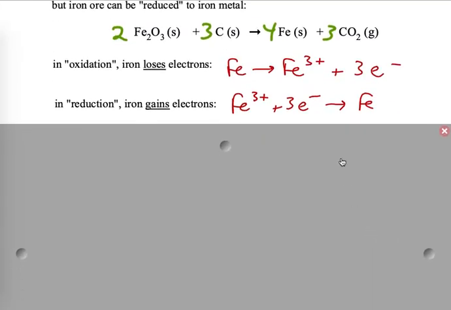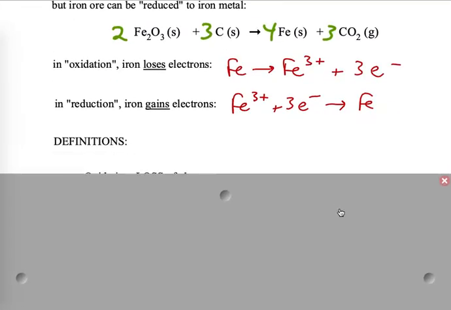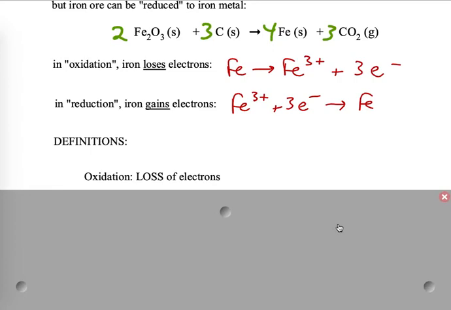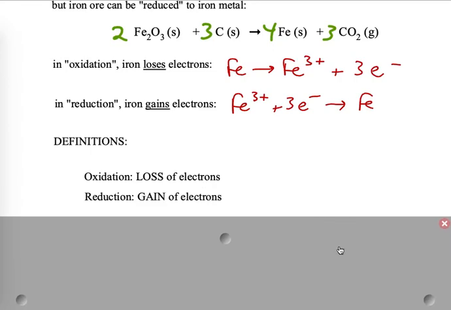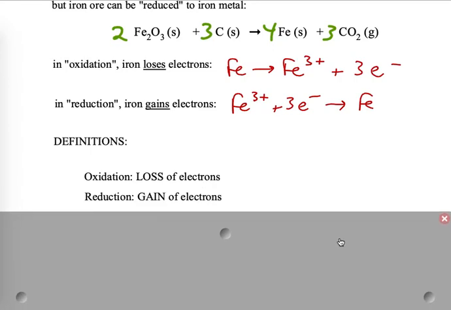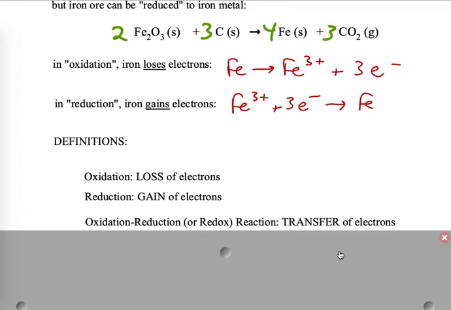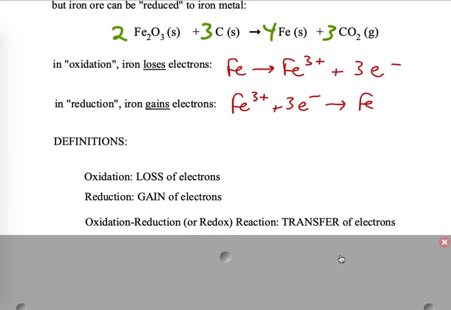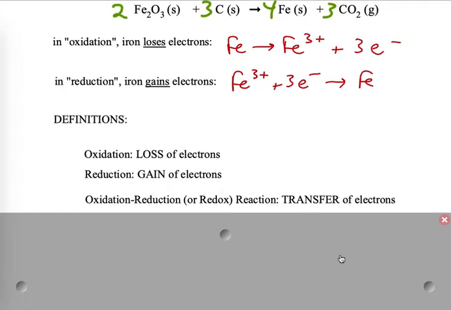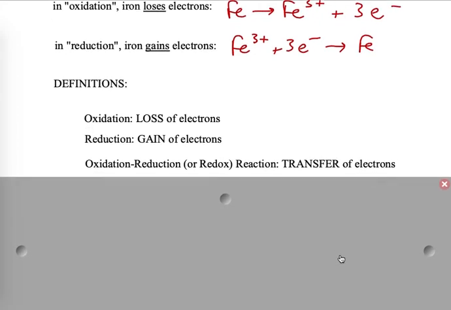So, our original definition of oxidation reduction is as follows. Oxidation means loss of electrons. Reduction means a gain of electrons. So if in a chemical reaction an element is losing electrons, we say it's being oxidized. On the other hand, if in a chemical reaction an element is gaining electrons, we say it's being reduced. And an oxidation reduction, or redox reaction, is one in which electrons are being transferred from one element to another.